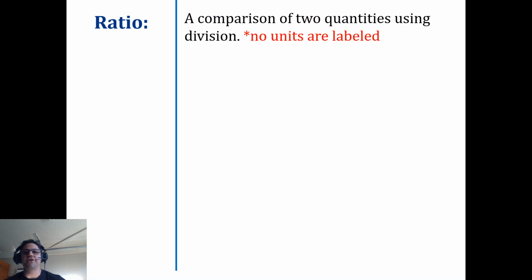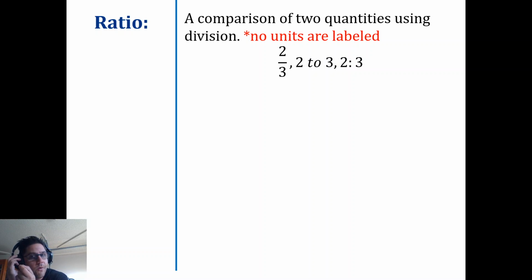All right, so a ratio compares two quantities using division. No units are labeled. I personally like it when it's in the fraction form or when it has the little colons there. But 2 over 3 is actually very helpful when we get to some graphing skills as well. Using the word, that is acceptable, and that's actually seen quite a bit in the upper level math that you're going to see later on in high school. 2 to 3.